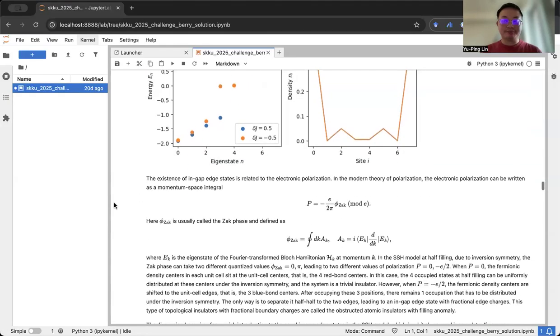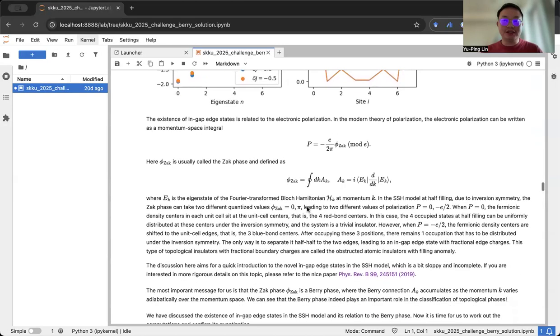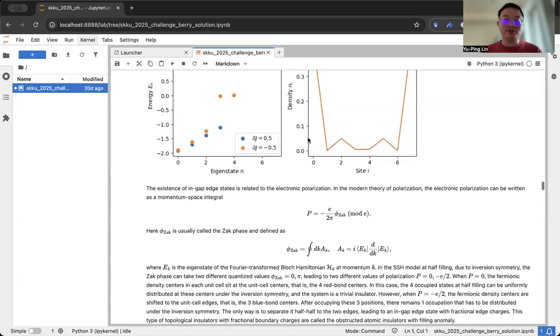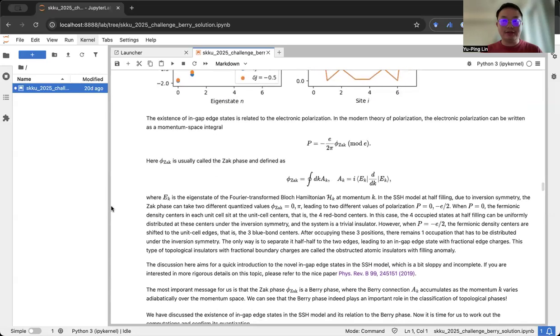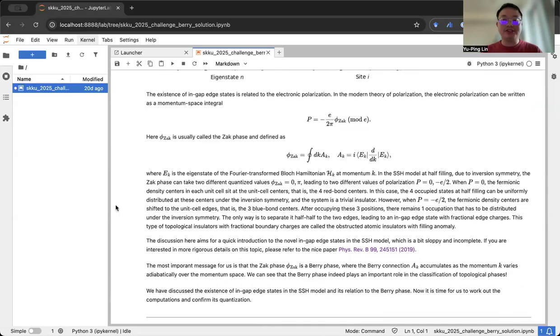So yeah. And an important property is that the existence of the in-gap edge states is related to the non-zero polarization, which is zero or non-zero for the cases without or with the in-gap edge states. And the important message for us is that the polarization is related to the Zak phase, which is essentially the Berry phase within the momentum space.